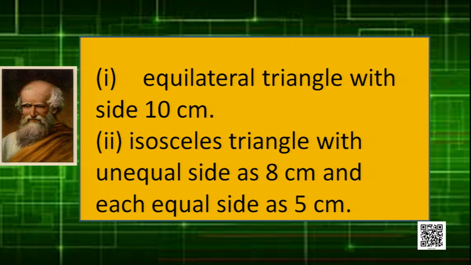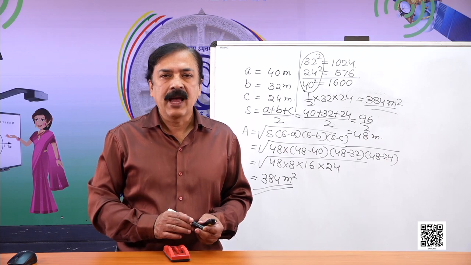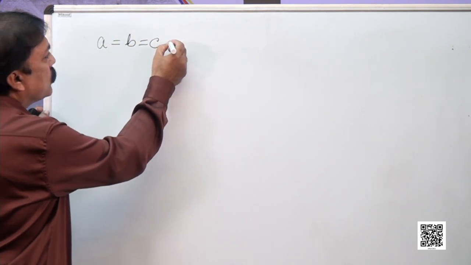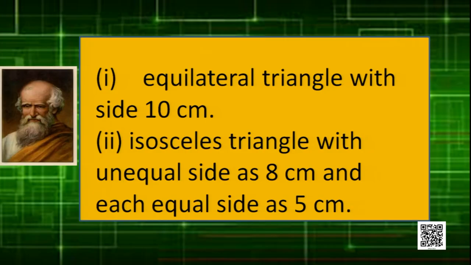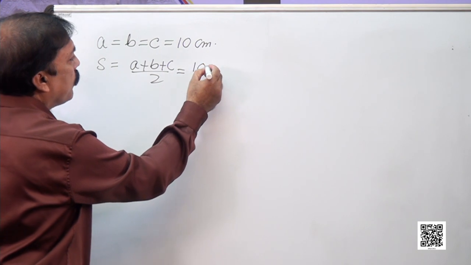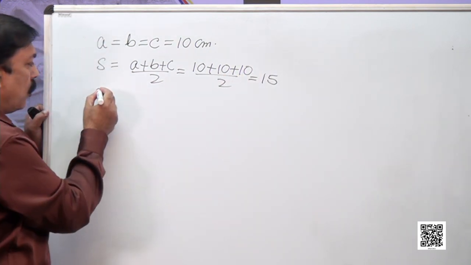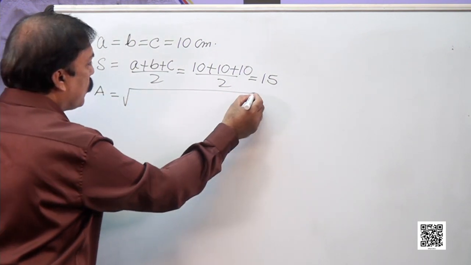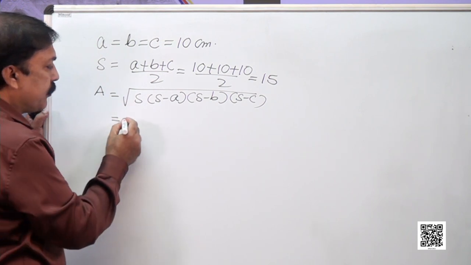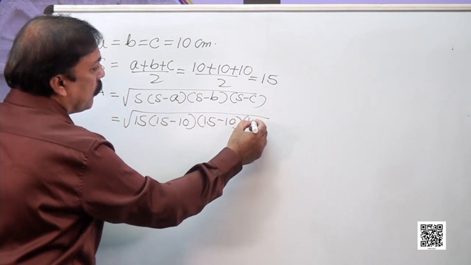In this case, equilateral triangle, as we have done already by using half base and height, let's try it with Heron's formula. As it is equilateral triangle, so we can say A is equal to B is equal to C equal to 10 centimeter. In this case, S is equal to (A plus B plus C) by 2, that is (10 plus 10 plus 10) by 2, that is 30 by 2, that is 15. So area of the triangle is equal to square root of S into (S minus A) into (S minus B) into (S minus C). That gives square root of 15 into (15 minus 10) into (15 minus 10) into (15 minus 10).